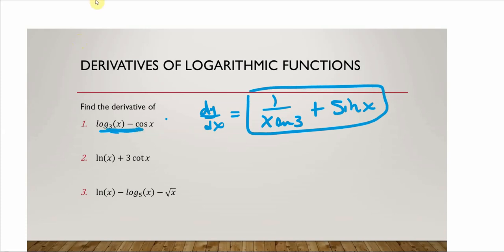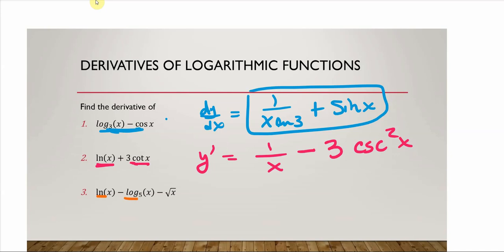So let's try the next one. What's the derivative of ln of x? The derivative of ln of x is going to be 1 over x. The derivative of cosine is minus, so it's going to be minus 3. That's a Christmas tree, so I need cold squirrels, 2 of them. And I'm done.